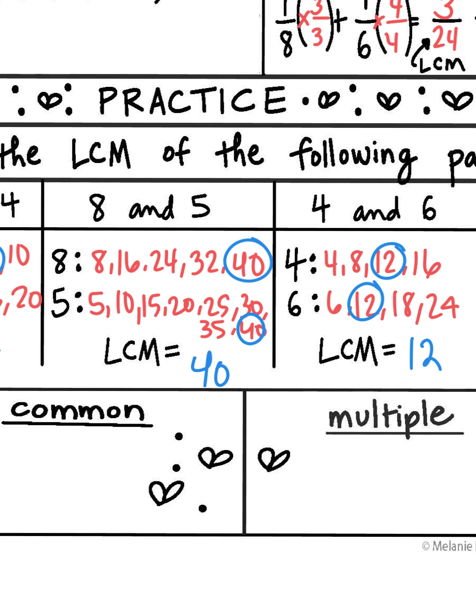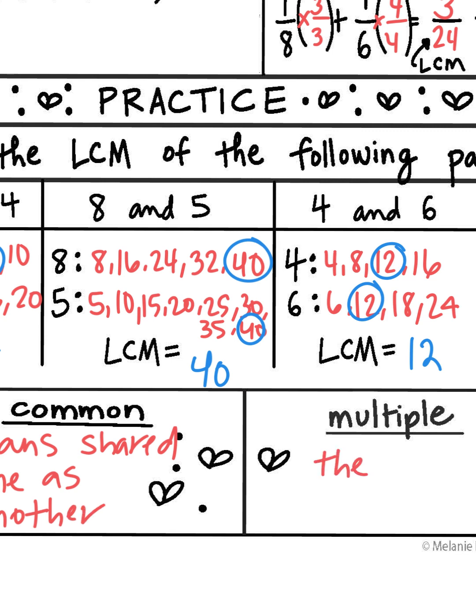Okay, we're going to do a couple of definitions real quick at the bottom. Common just means shared or same as another. And multiple is the number multiplied. So, in other words, skip counting.